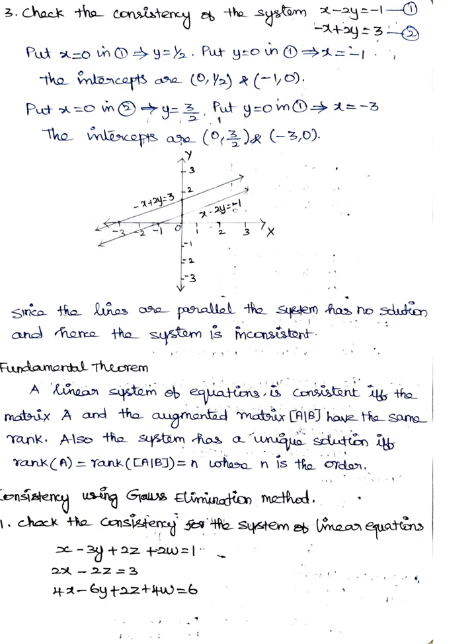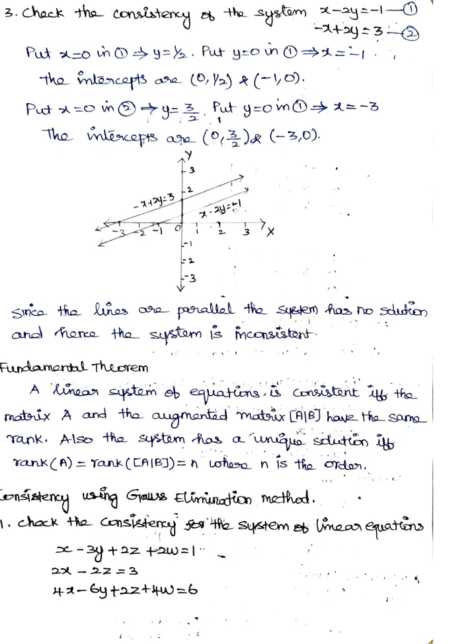Now we have an important theorem called the fundamental theorem. The fundamental theorem states that a system of linear equations is consistent if and only if the matrix A and the augmented matrix [A|B] have the same rank. Also, the system has a unique solution when the rank of A is equal to the rank of [A|B] is equal to n, where n is the order of the equation. We have the Gauss elimination method using consistency.